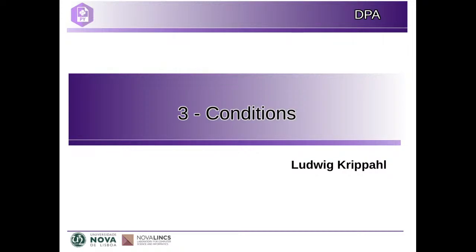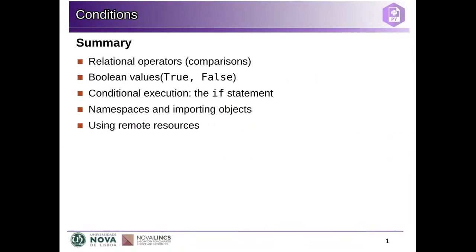The main focus of this lecture will be in controlling when and how some parts of our code are executed. So we're going to look at relational operators by which we can compare different values. The Boolean values true and false, which we can obtain when we do these comparisons. And then we're going to look at the if statement, which allows us to place blocks of code under some condition, so that they are only executed if the condition is true.